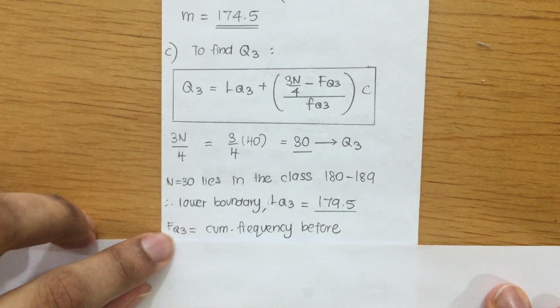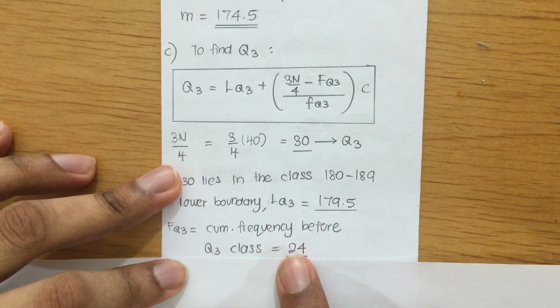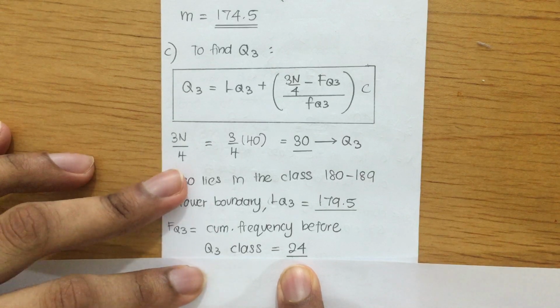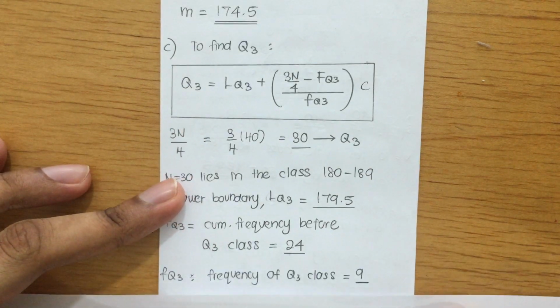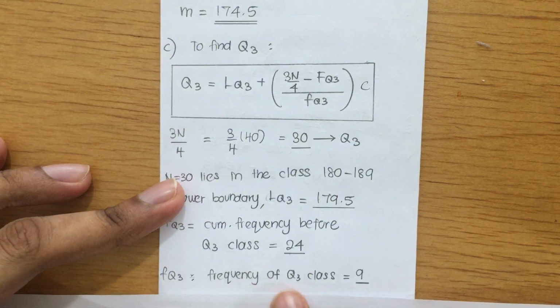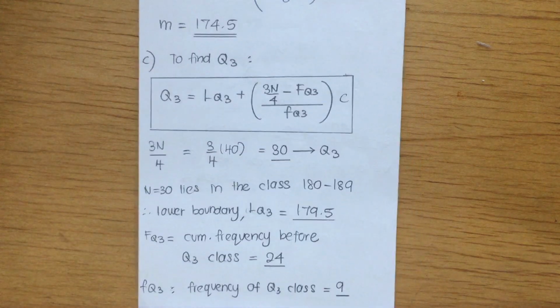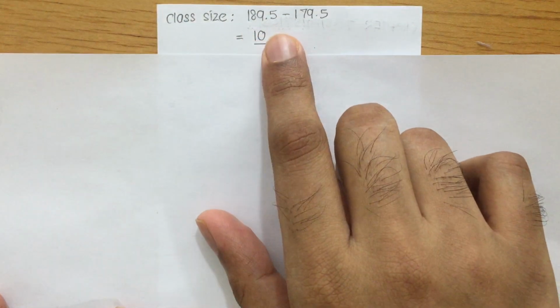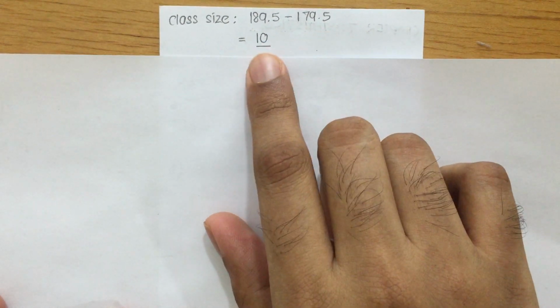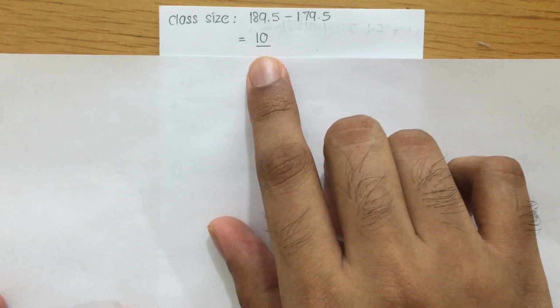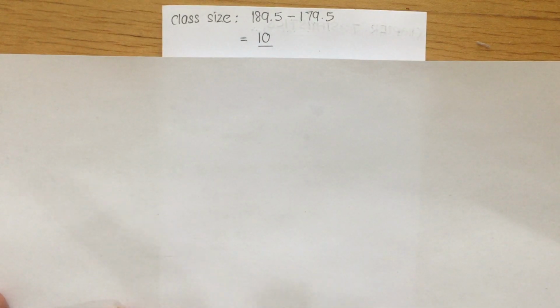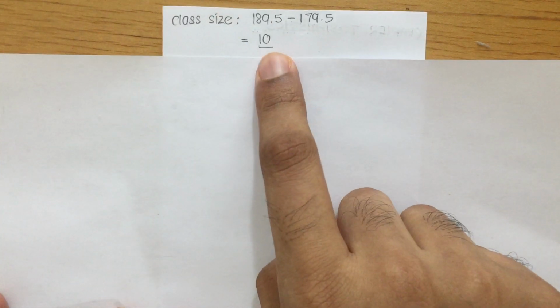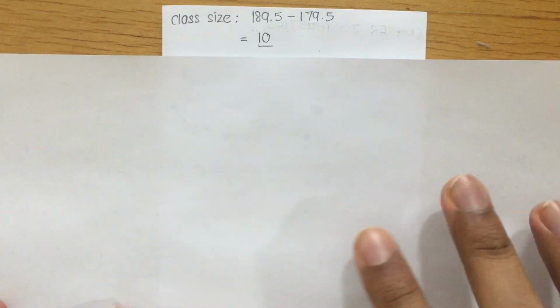Capital FQ3, which is the cumulative frequency before the Q3 class, is equal to 24. And then small fQ3, which is the frequency of the Q3 class itself, is equal to 9. Okay, I'm going to turn to the next page, so please hold on. The class size equals 189.5 minus 179.5, which gives 10. Like I said earlier in the video, guys, for your first quartile, median value, and third quartile, you will get all the same class size, which is 10.